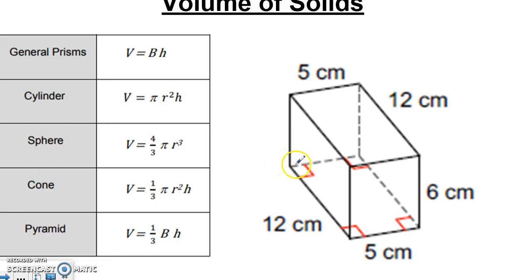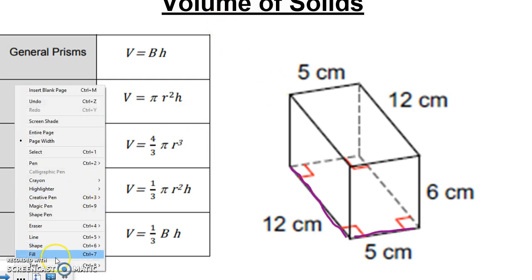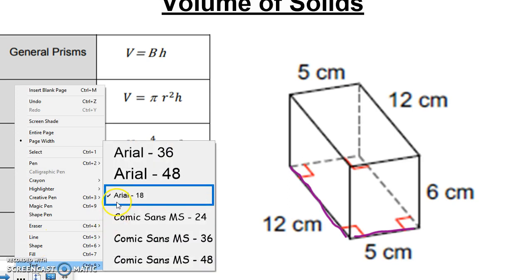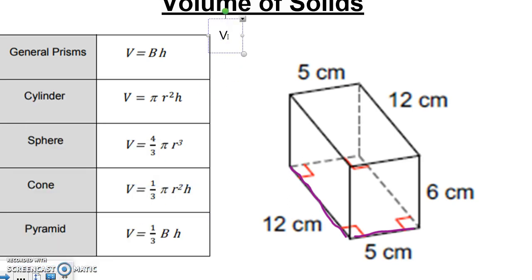Again, in this problem, our base is a rectangle, and we have a 12 by 5 centimeter rectangle. So when I go to do our volume for this, the area of that base is just going to be 12 times 5. It's length times width, or base times height. And then the H here in our formula stands for the height of the actual prism. Like, how tall is this actual shape? So vertically, this shape is 6 centimeters high.